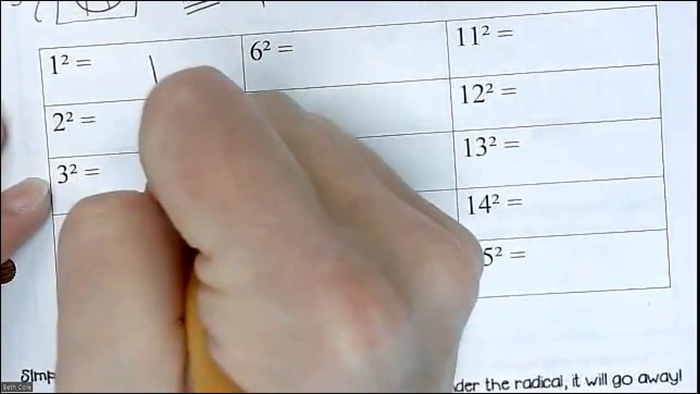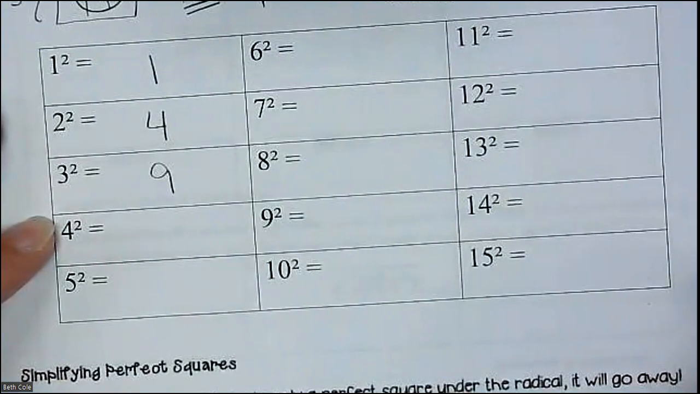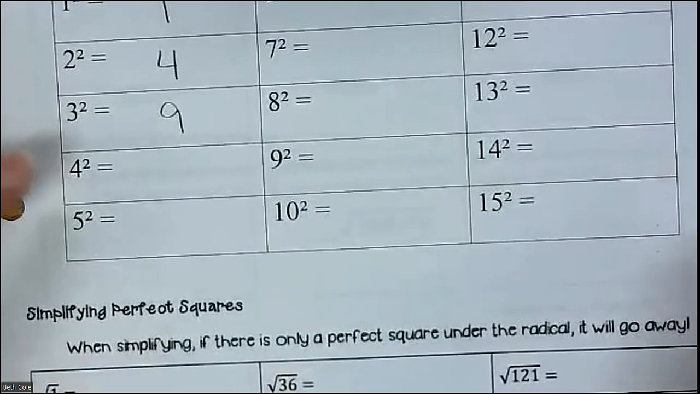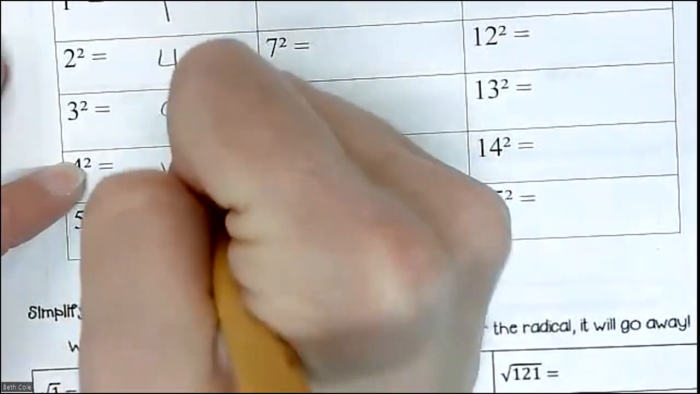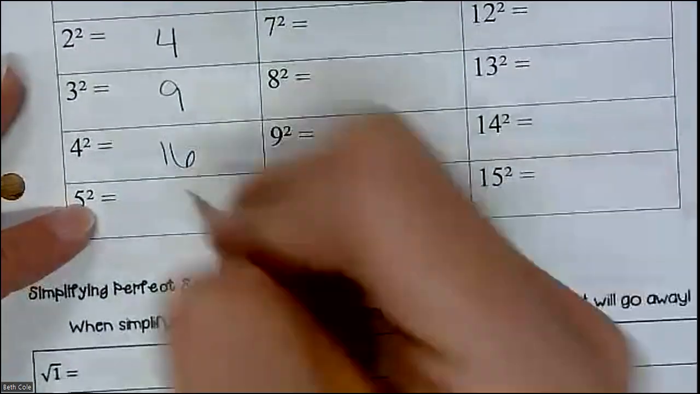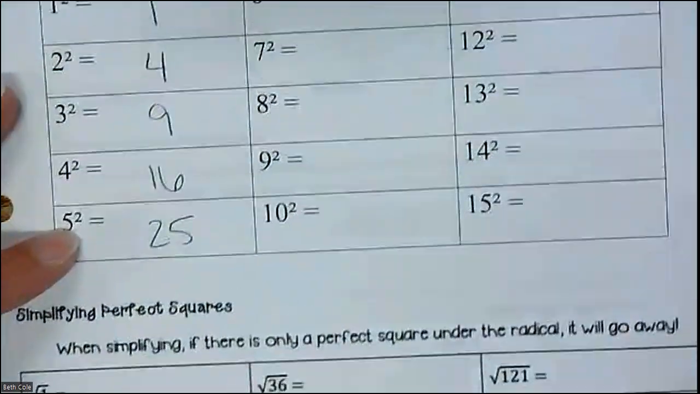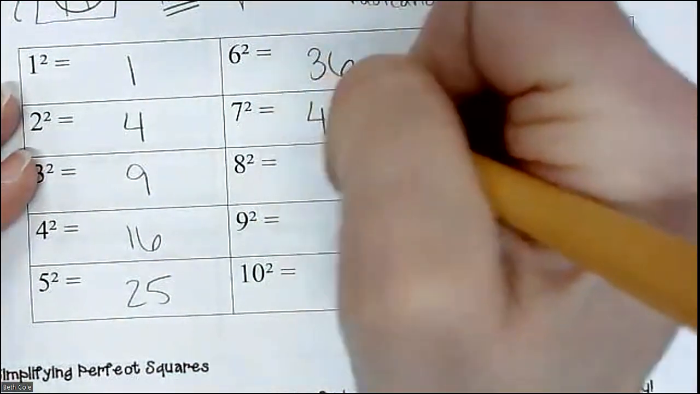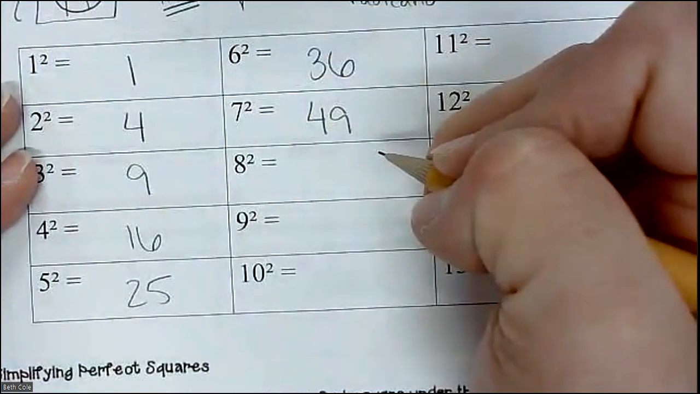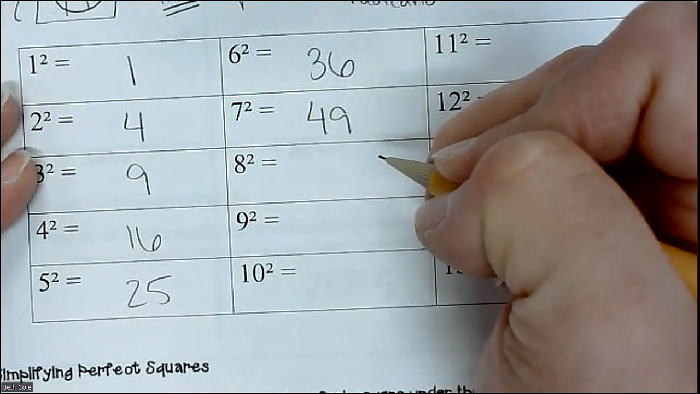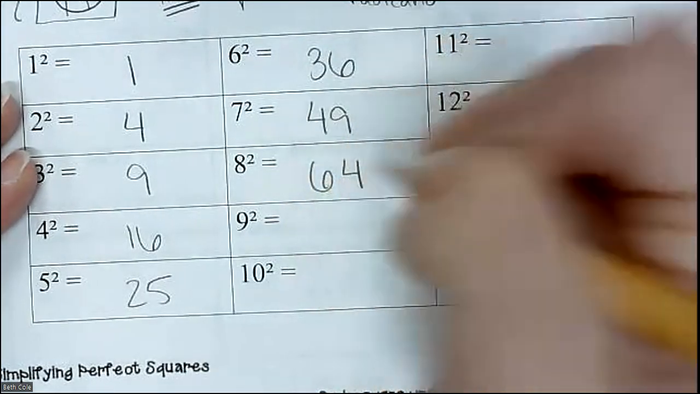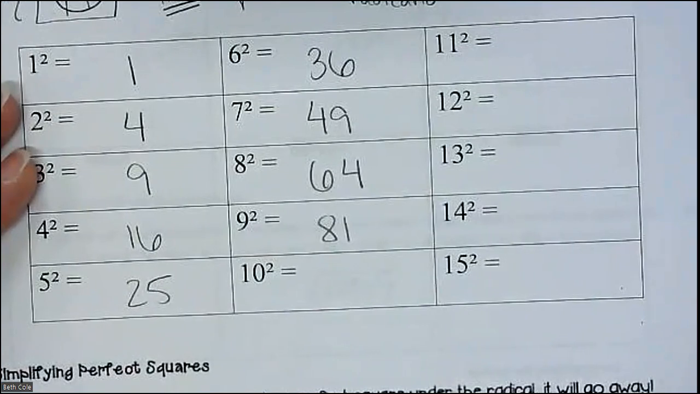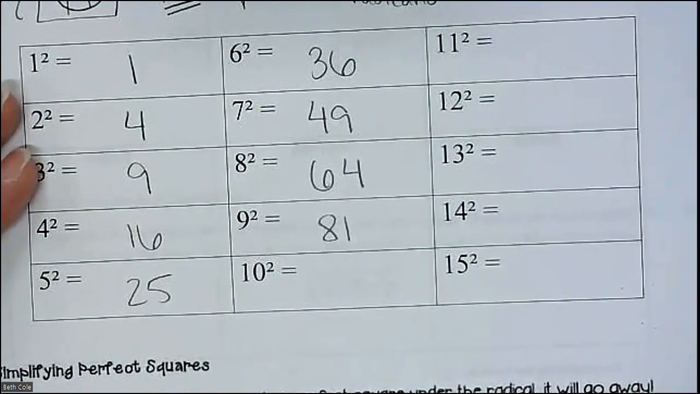All right, 3 squared is 9. That's the one I drew the example of. 4 squared is 16. 5 squared is 25. We got 36. Good. 49. 8 times 8 is 64. Like that one? Okay. All right, 81. 10 squared.